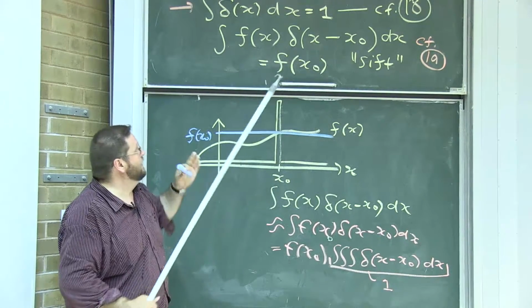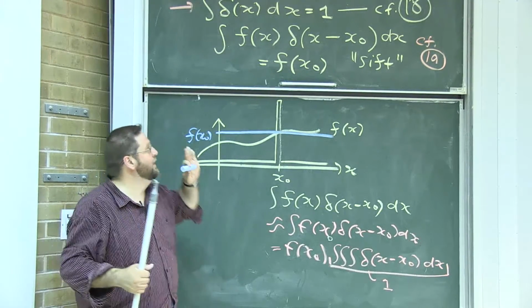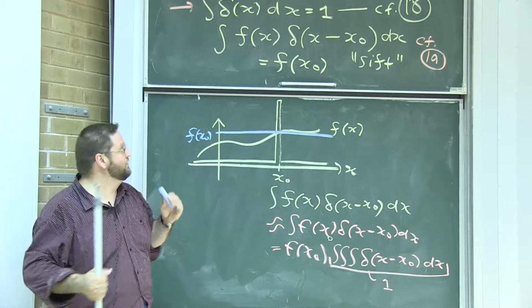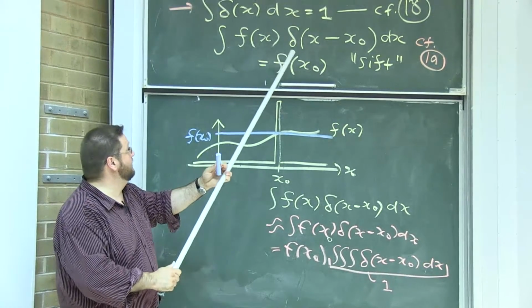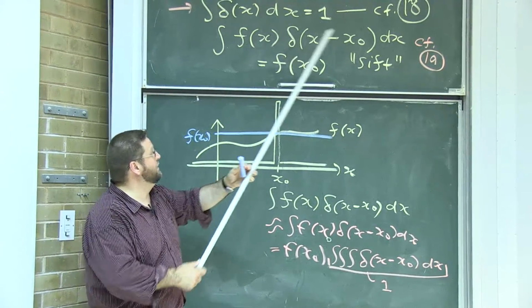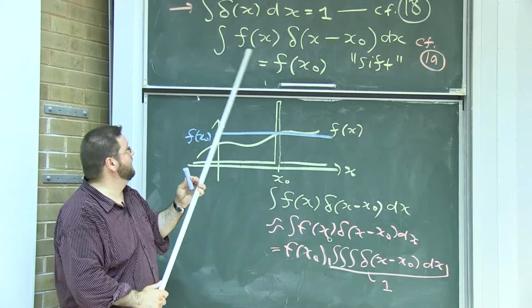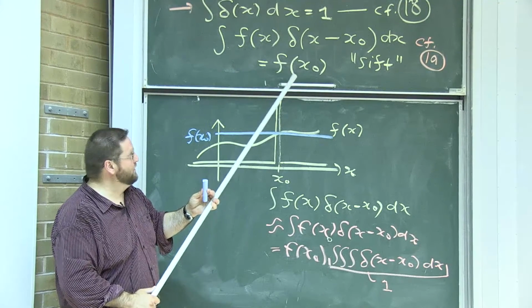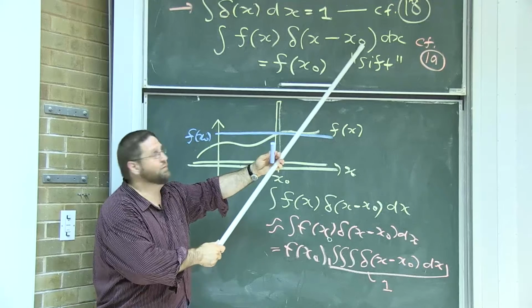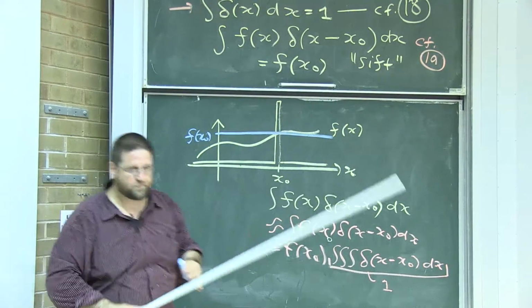So just to repeat, in English, this sifting property of the Dirac delta, equation 19, says that any integral involving the Dirac delta is trivial. Here's an integral involving the Dirac delta. You throw away the integral, you throw away the Dirac delta, you throw away the whatever. What are you left with? f of something. What is that something? We'll set the argument of the Dirac delta to naught. x equals x naught.